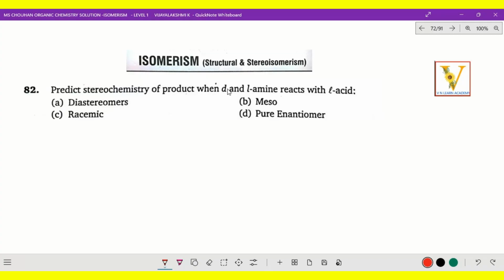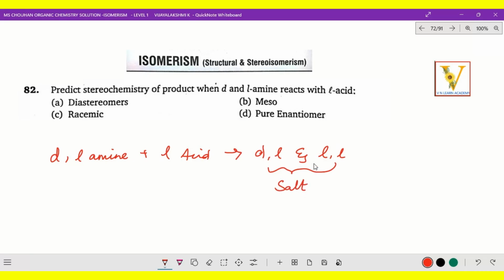Stereochemistry of the product when D and L amine reacts with L acid. Come on, let us go for that. D and L amine combined with L acid. So you will get DL and LL. So actually this is a salt formation. This is D and L amine and it is an acid, so you will get the salt formation. So this is actually diastereomers.